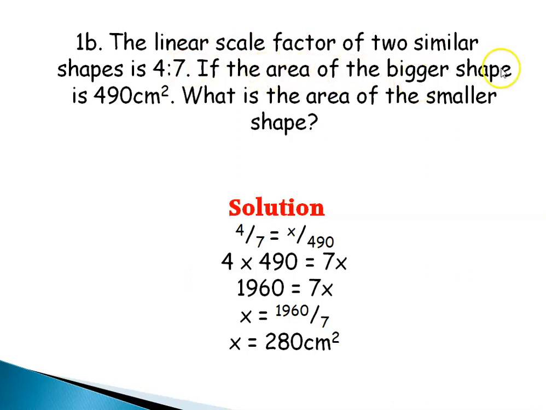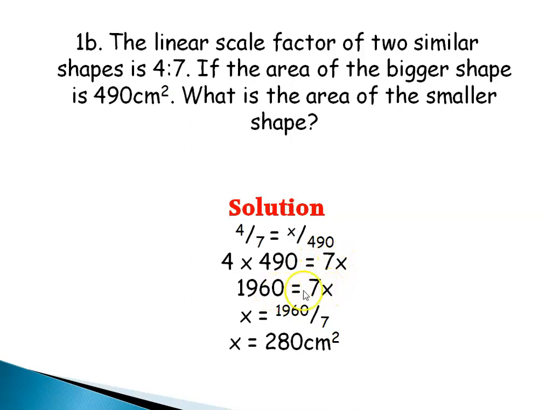If the area of the bigger shape is 490 centimeters squared, what is the area of the smaller shape? Okay, so 4:7 is same thing as saying 4 over 7. Now we don't know the area of the smaller shape, but we know that of the bigger shape. So let's represent the smaller shape with x and then the bigger shape 490. Alright, the next thing is to cross multiply. 4 times 490 is equals to 7 times x. 4 times 490, 1960 is equals to 7x.